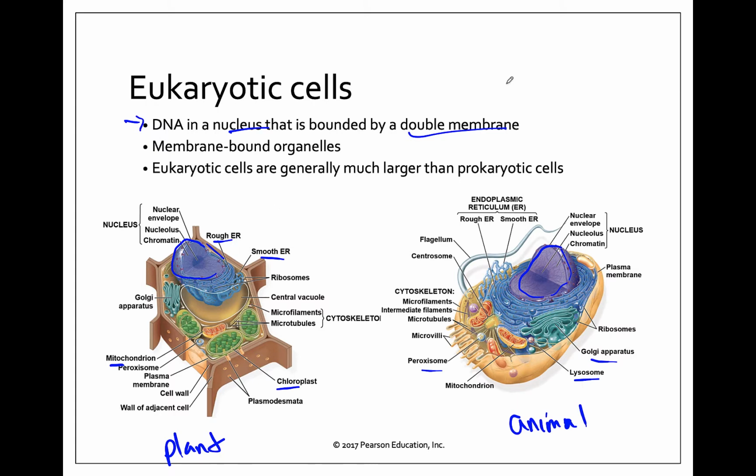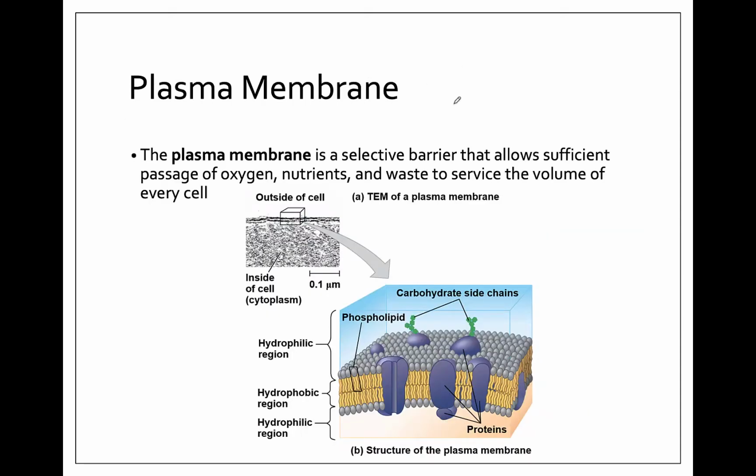So a plasma membrane, this is one of those structures that is found in both prokaryotic and eukaryotic cells. And the plasma membrane is a selective barrier. And we will go into a lot of detail about the plasma membrane in Chapter 7. But for now, you need to know that it is semi-permeable. So it is selective.